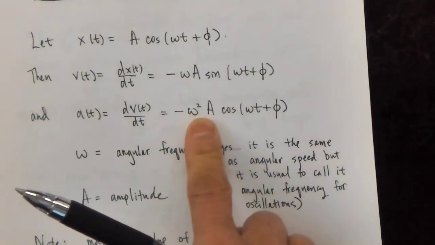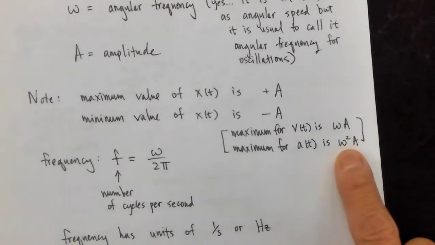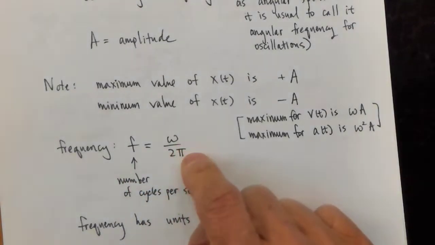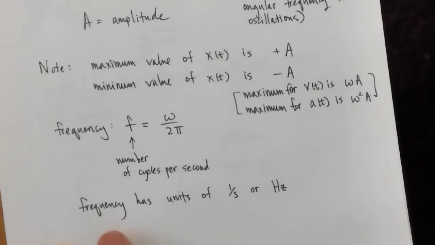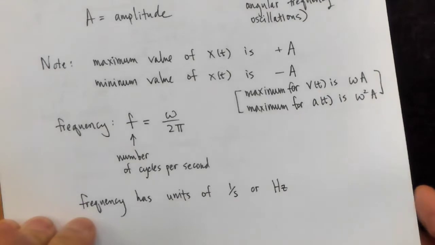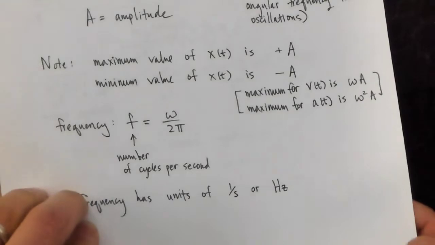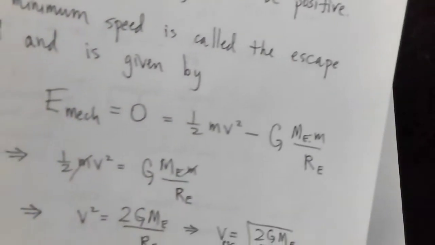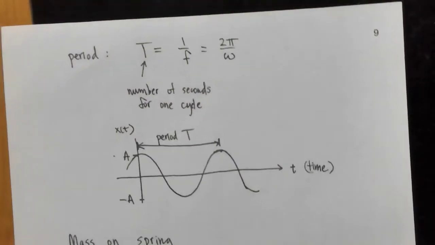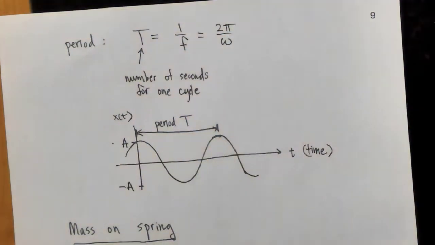Does everybody follow that? Is that pretty straightforward? Okay, that's what I've written here. Now the frequency is the number of cycles per second, so you have to divide omega by 2 pi. And the frequency has units of 1 over seconds, or what we call hertz. You can call it cycles per second as well. Any questions up to here? Okay, now the period is 1 over the frequency, so that can be written as 2 pi over omega.